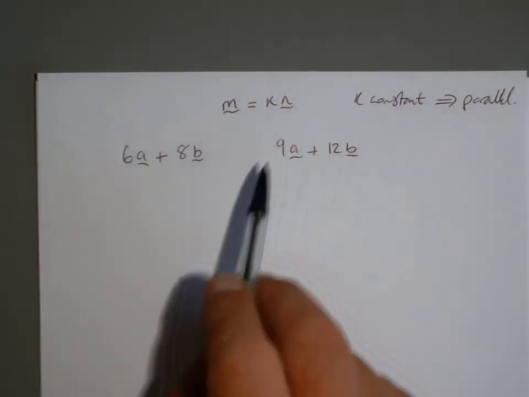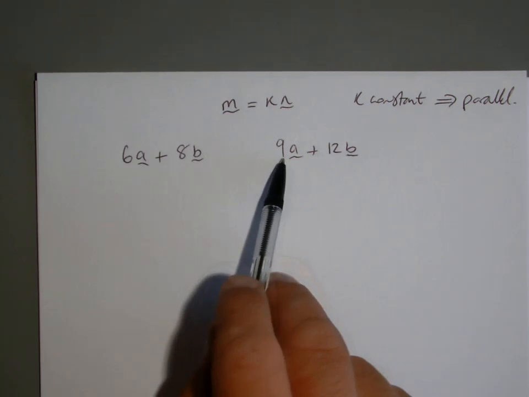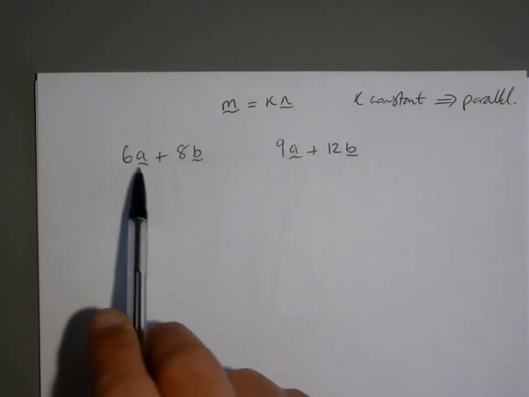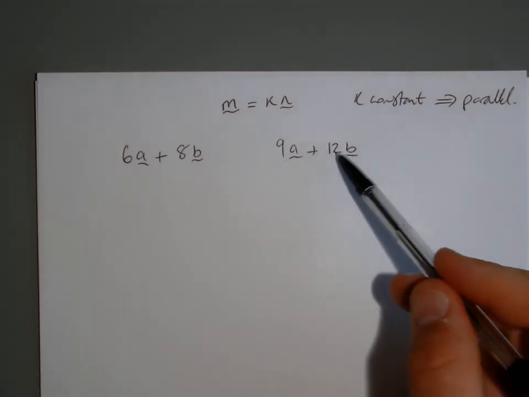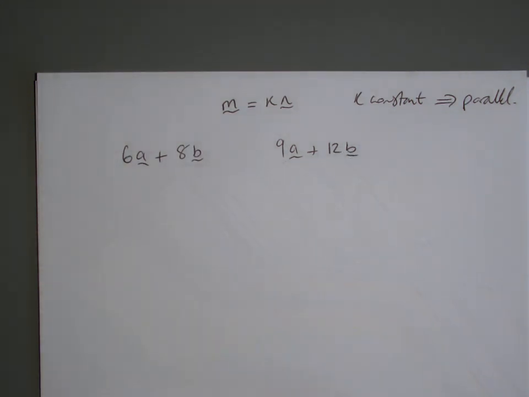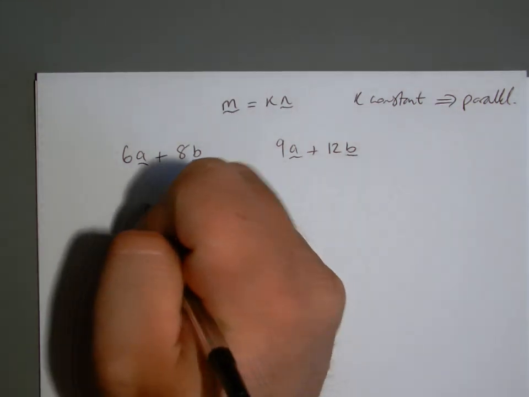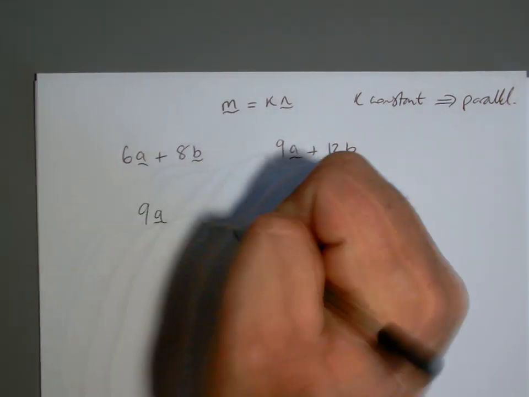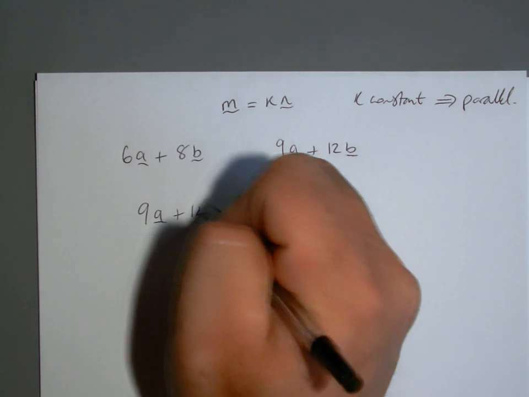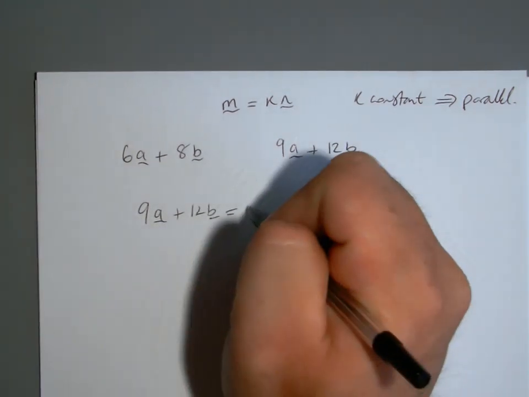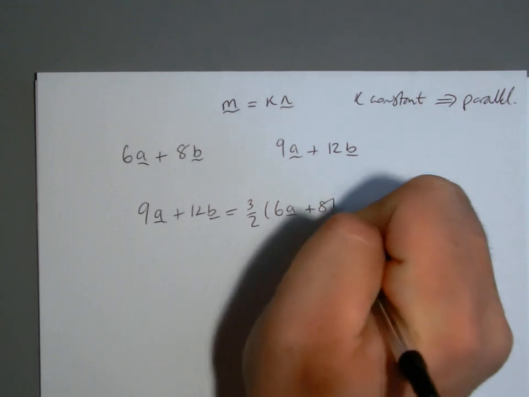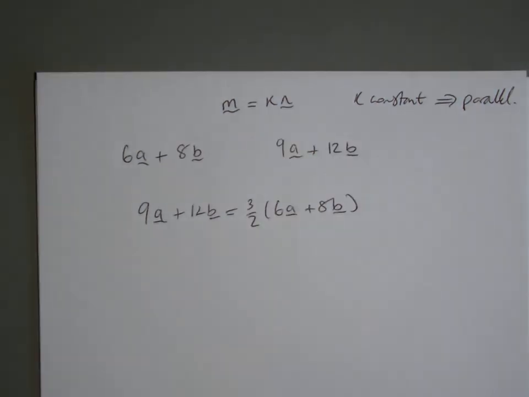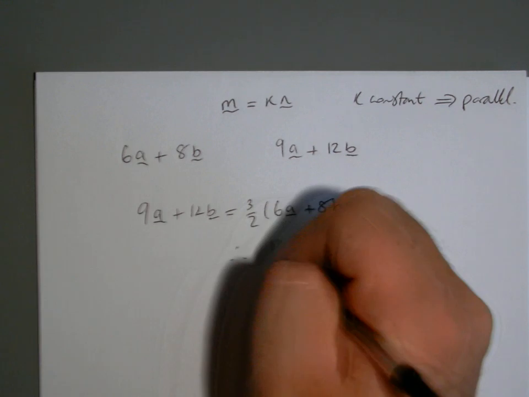It's got to be constant, right? So if 9 here is 1.5 times the 6, the same has got to be true for the other part of the vector. That's got to be 1.5 times the size for it to be parallel. So we can say that there. We can actually prove it. We can say, look, 9a plus 12b is 1.5 times, so 3/2 times, the other vector. We times both of them by 1.5, you get this here. So therefore, they are parallel.